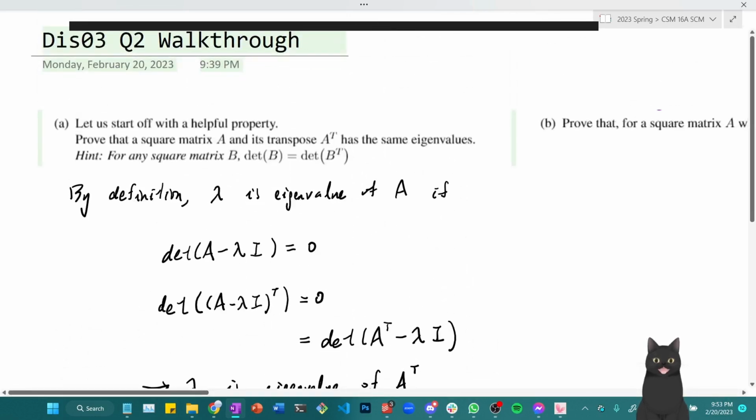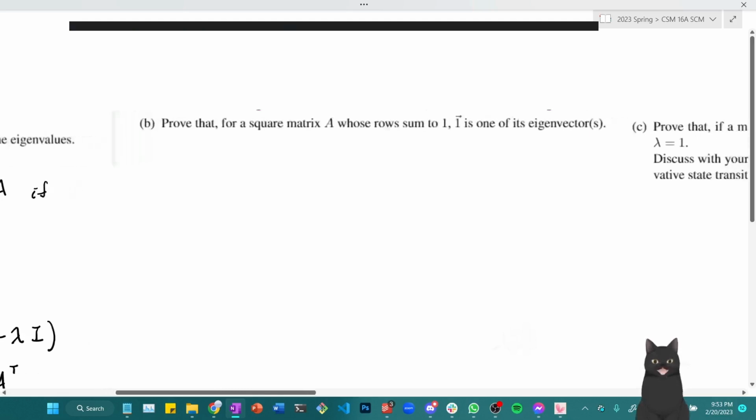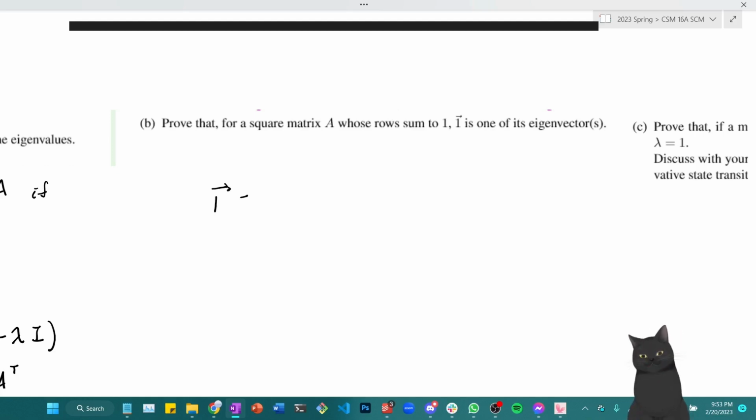Now that we have solved part A, let's move on to another perhaps helpful subproof, which is part B: to prove that for a square matrix A whose rows sum to 1, the vector 1 is one of its eigenvectors. Now the vector 1 here is a shorthand notation for a column vector whose entries are all 1.